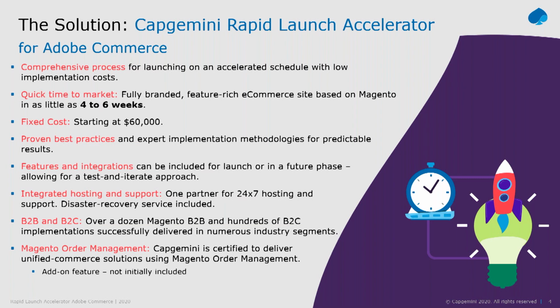If you think of this, we're talking 4 to 6 weeks. That's unheard of to have a fully branded, feature-rich e-commerce site based on Magento. The starting cost is $60,000. So a fixed cost, $60,000 to get launched in 4 to 6 weeks and selling online. So perfect, as we were saying, to test a new product, test a new market. Really nice. We're bringing our best practices and our methodologies, so we have very, very predictable results.